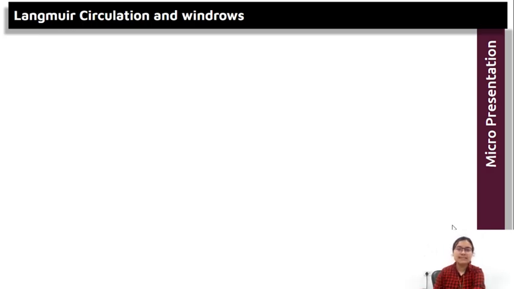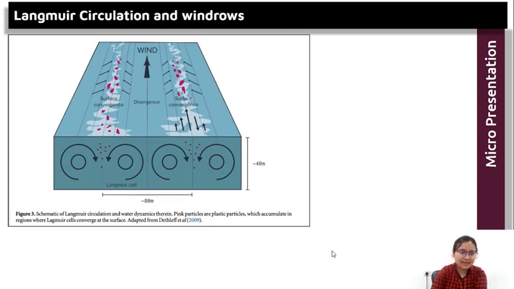Other than this, there are the internal tides, by whose effect we can see more and more plastic accumulation in the reefs, in the estuaries and on the river sides. Then there is the Langmuir circulation. This is the Langmuir circulation cell, where we see two different zones: one is the surface convergence zone and another is the divergence zone. When two Langmuir cells converge in this layer, we basically see the plastic particles, here the pink material, accumulate in the surface convergence zone.